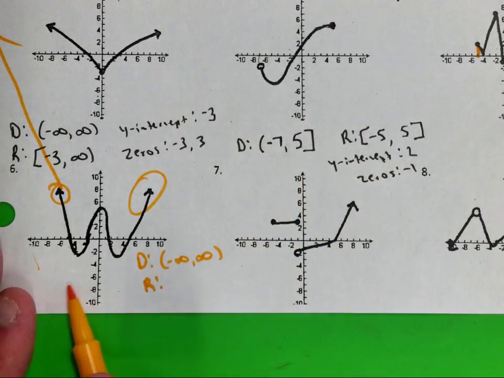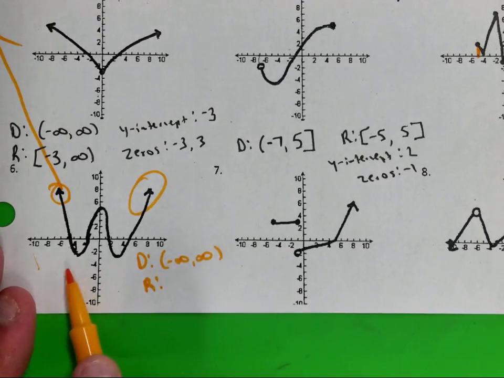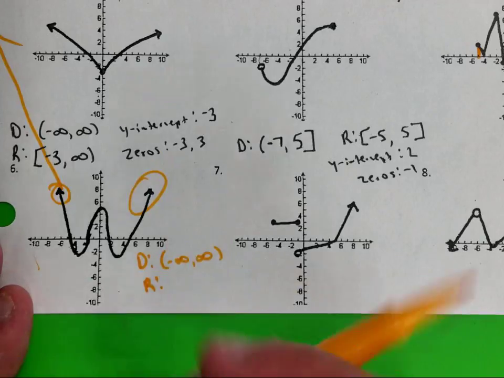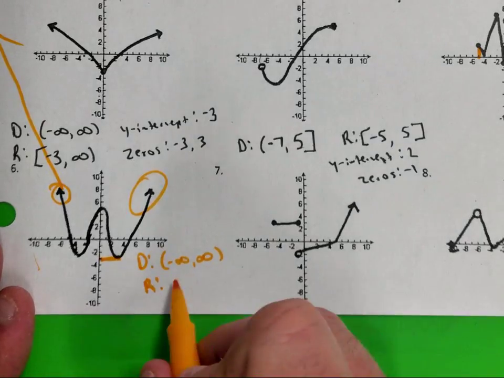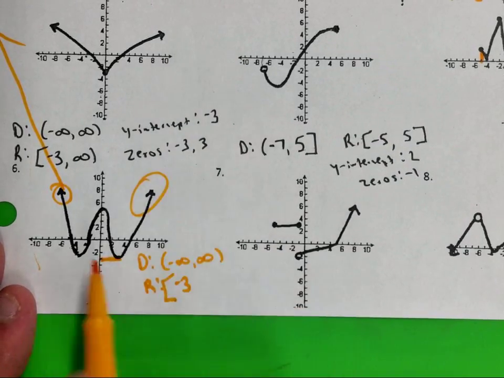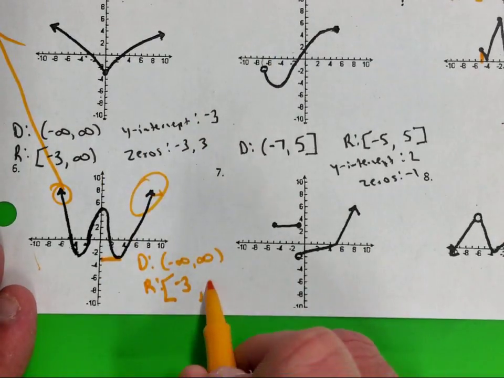Started from the bottom and worked my way up. I'm not hitting the function yet. Where did I hit this function at first? -3. Is there any signs of open dots? No, so it's going to be -3 bracket. And what happens? It's going to go on forever and ever, don't it? So it's going to be -3 to infinity.